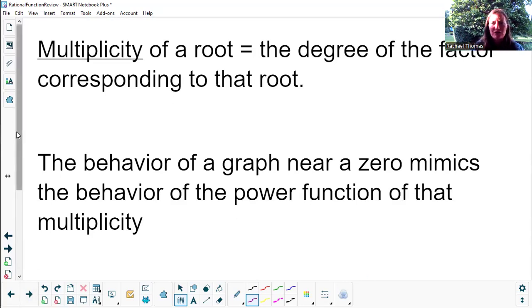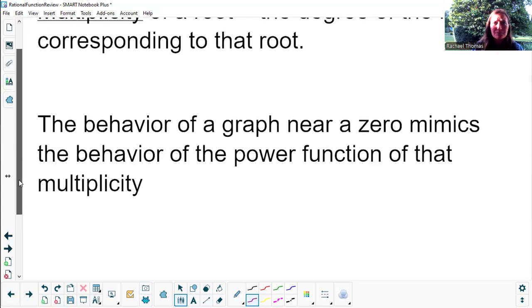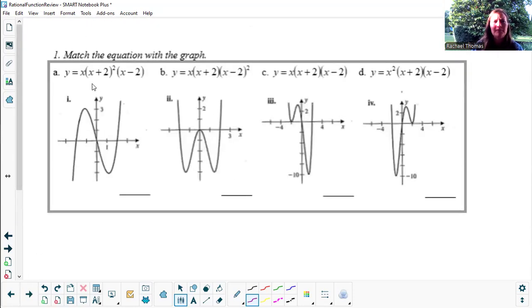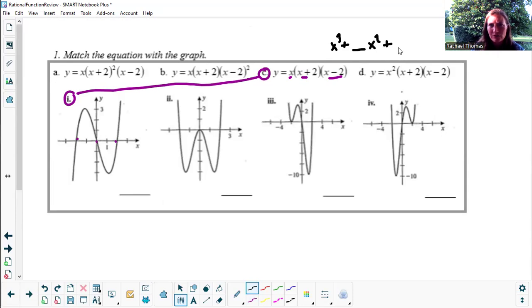And the behavior of a graph near a zero is basically the same behavior of the power function has at that multiplicity. So for example, here we've got some matching. 1 is C. It has zeros at 0, -2, and +2, and there's nothing funky about them. If I multiplied everything out in C, it would start with x to the third, have some number of x squared, some number of x's, and a constant term. And so I'm looking for an end behavior of this. The only one I have there is 1.